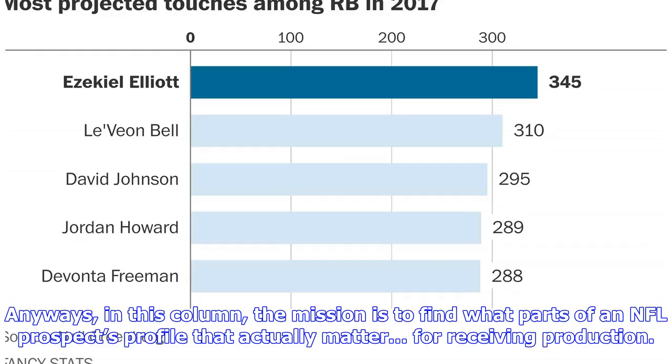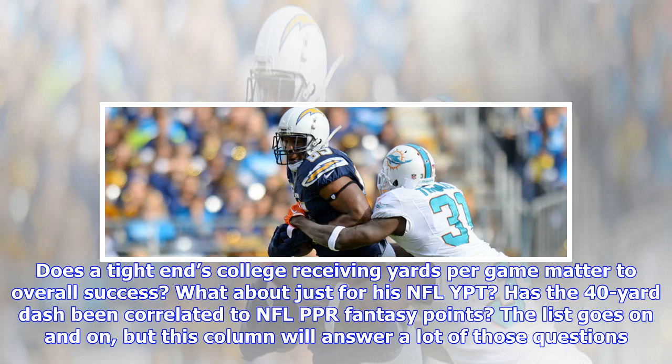Anyways, in this column, the mission is to find what parts of an NFL prospect's profile actually matter for receiving production. Does a tight end's college receiving yards per game matter to overall success? What about just for his NFL YPT? Has the 40-yard dash been correlated to NFL PPR fantasy points? The list goes on and on, but this column will answer a lot of those questions.